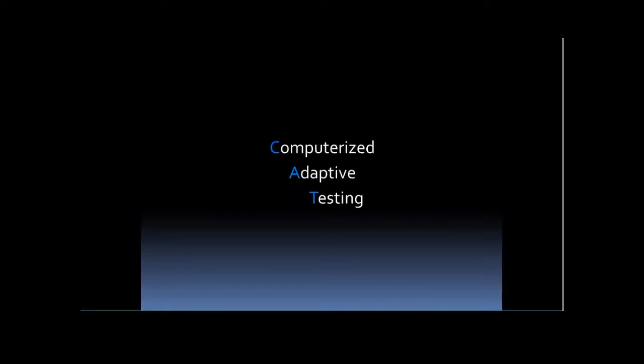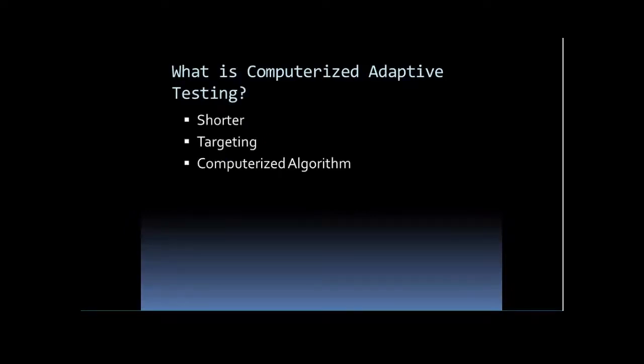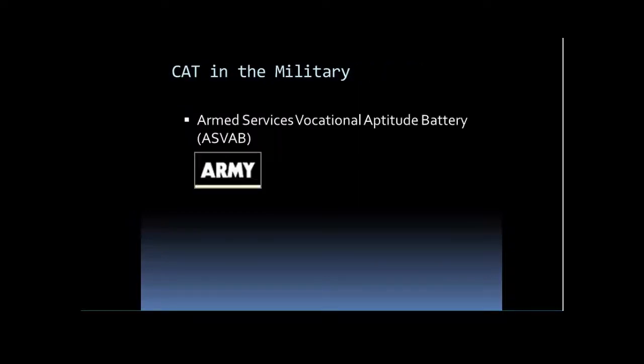Let's talk about CAT for a few minutes. Computerized adaptive testing. Some people say computer adaptive testing. So what is it? Shorter, targeted, computerized algorithms. Who uses this? This is not bleeding edge anymore. I think CAT was really popularized using the ASVAB, the Armed Services Vocational Aptitude Battery, given by the Army, given to over 1 million high school students a year. It's used to assess abilities and aptitudes relative to placement in the military.